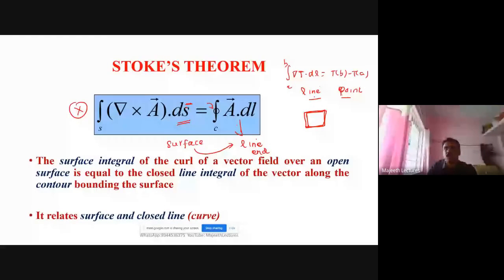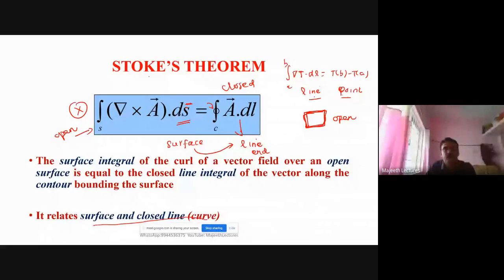Right? Only if it is an open surface can we use it. So here the surface is open, and the line should be closed. That is the contour. Very, very important, because the end of the surface is close to the boundary, close to the line. So this closing is very, very important. They have asked this question one time. So Stokes theorem relates a surface and a closed line or curve.